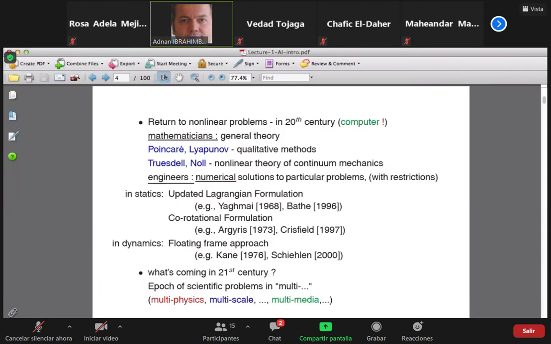And the same co-rotational formulation in dynamics, where you have the so-called floating frame approach, where the inertial effects are studied either in a global frame or local frame, was taken by Kane in 1976 and then Shield in 2000. So in the present time, the 21st century, all these engineering disciplines are being connected. So this is really the time of multi-everything: multi-physics, multi-scale, multimedia, and so on and so forth. And well, you have to live through that. That's the normal situation today.